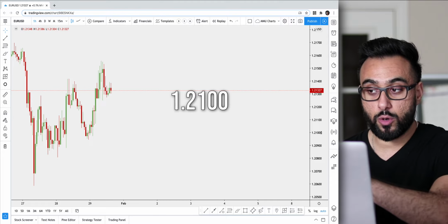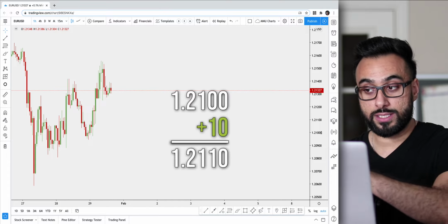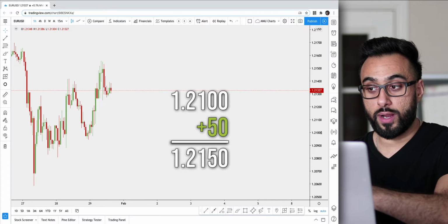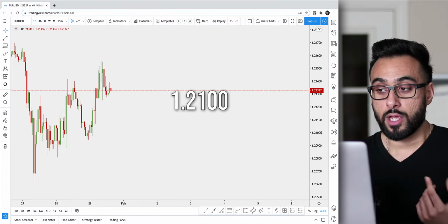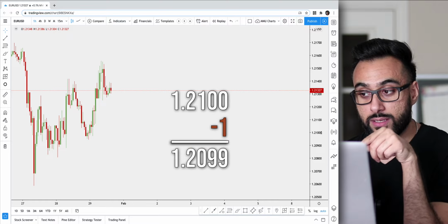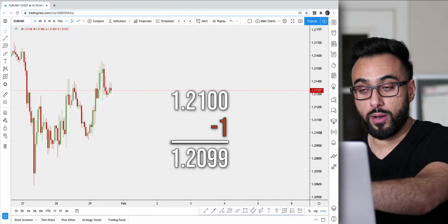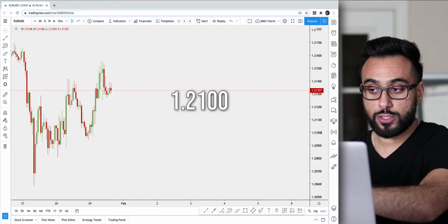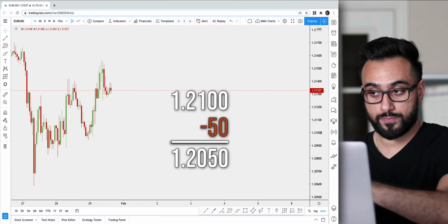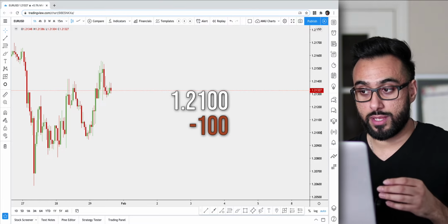So what would happen if this goes up by 10 pips instead? The new price would be 1.2110, which is 10, right? And if this price goes up by 50 pips, this would be 1.2150. So the question becomes, what happens if the price goes down by 1 pip? The new price would be 1.2099. So think of it just 100 minus 1, which gives you 99. So what happens if this price goes down by 50 pips? The new price would be 1.2050. 100 minus 50, right? And if this goes down by 100 pips, you would consider this as 1.2000.